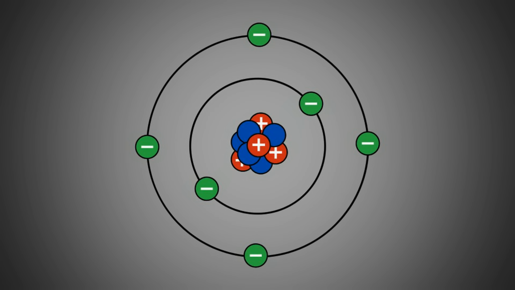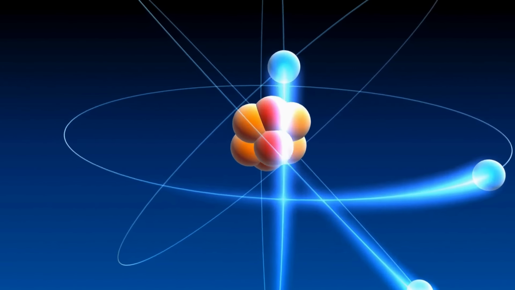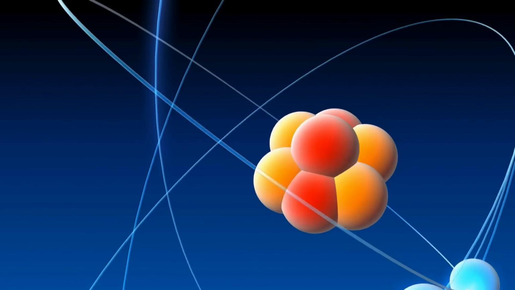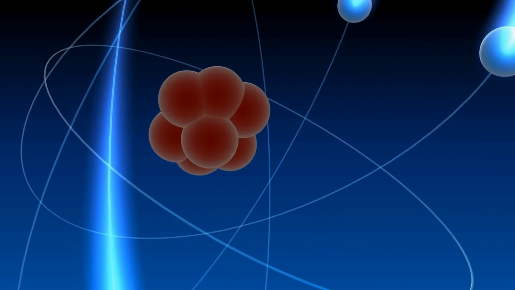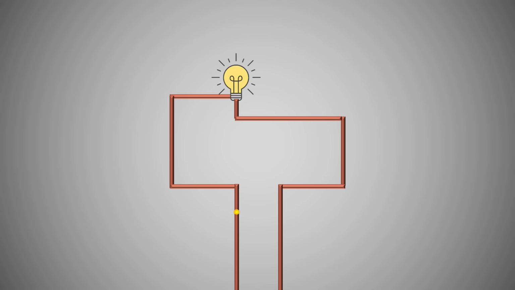If we look at an atom, the proton carries a positive charge and the electron carries a negative charge. Protons are locked inside the nucleus, so they do not normally move anywhere. But electrons are comparatively free to move. Because of this, electrons are the ones that usually flow in a conductor.